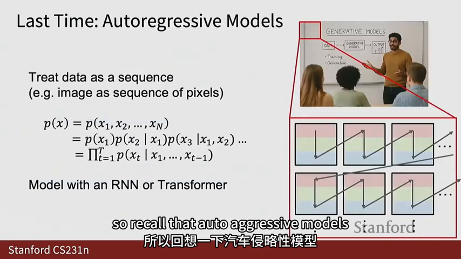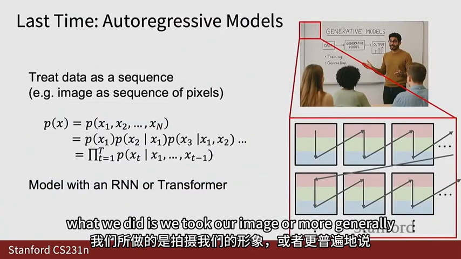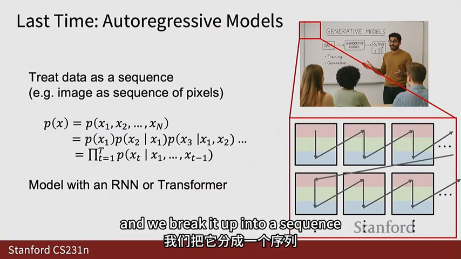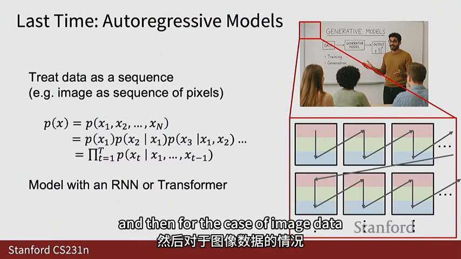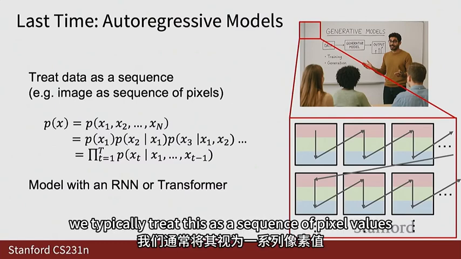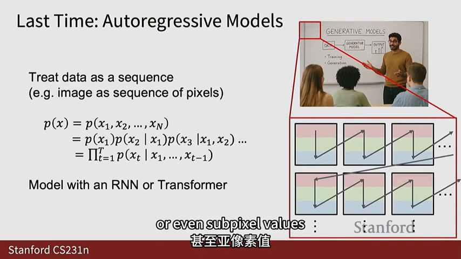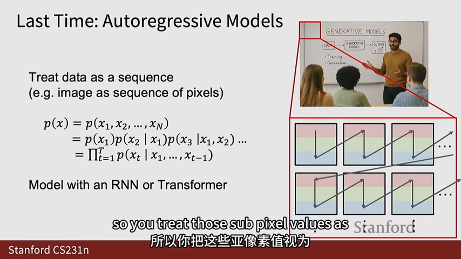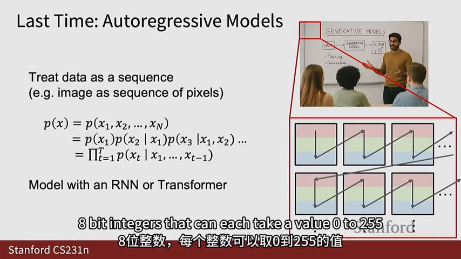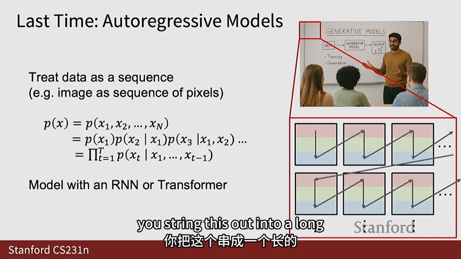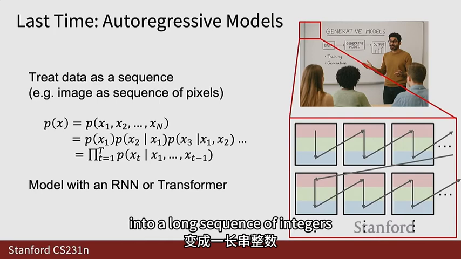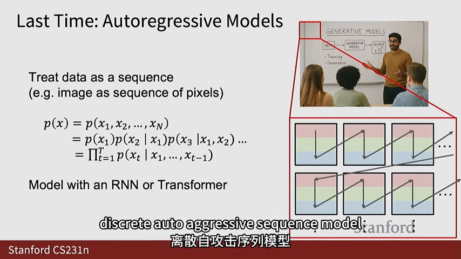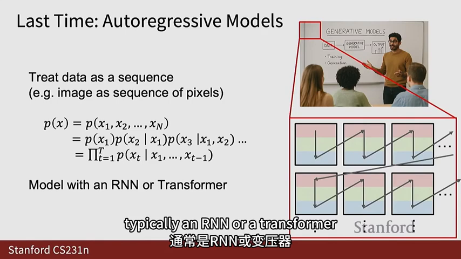So recall that for autoregressive models, we took our image, or more generally whatever kind of data we're working with, and we broke it up into a sequence. For the case of image data, we typically treat this as a sequence of pixel values or even subpixel values. And we usually want these to be discrete. So you treat those subpixel values as 8-bit integers that can each take a value 0 to 255. You string this out into a long sequence of integers, and then model this using some discrete autoregressive sequence model, typically an RNN or a transformer.